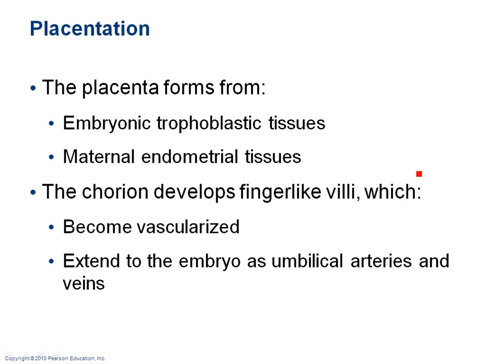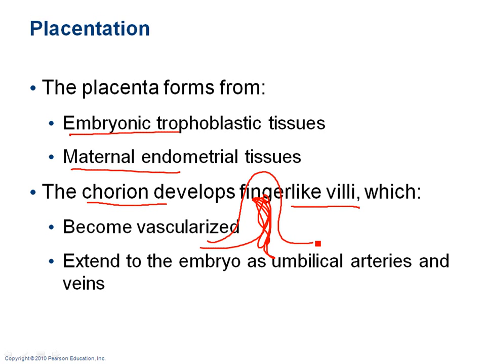So that takes me to the placenta is made from both the mother and the baby. You have embryonic trophoblast tissue that makes part of the placenta, and maternal endometrial tissue makes part of the placenta. As it's developing, you get what's called the chorion with these little finger-like villi. Basically, they're little blood vessels. They're going to make little finger-like capillaries almost that will be associated with the maternal blood supply so that you can get that exchange. This chorion will extend to the embryo, and you'll get the umbilical cord.